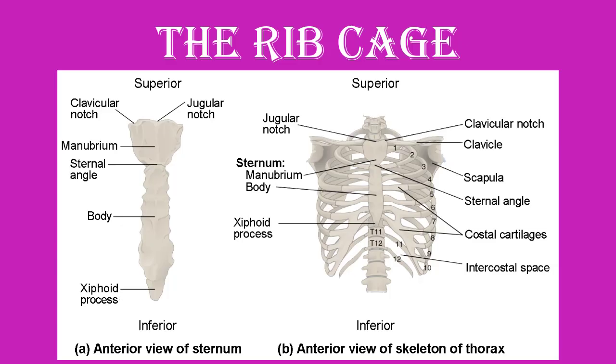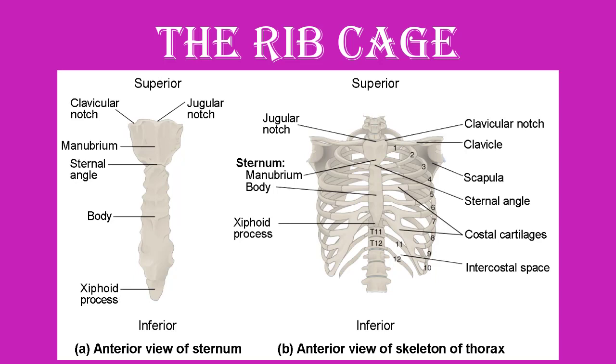The thoracic cage, or what we call the rib cage, forms the thorax, or what we call the chest, portion of the body. It also consists of the 12 pairs of ribs with their costal cartilages and the sternum. The ribs are anchored posteriorly to the 12 thoracic vertebrae, which are T1 up to T12. The thoracic cage protects the heart and lungs.